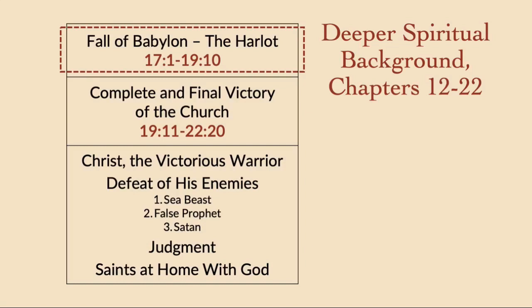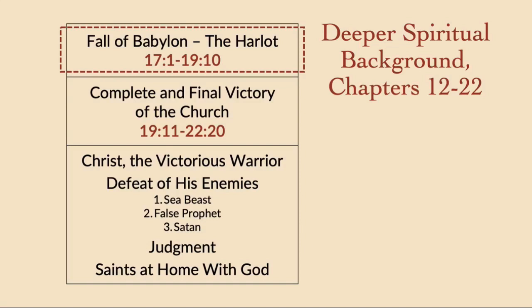The book of Revelation, as you've heard me say multiple times before, divides very nicely into two halves. Chapters 1 through 11 are the first half of the book. Chapters 12 through 22 are the second half. Both halves tell the exact same story. The only difference is that one tells it from the earthly perspective, and the second half tells it from the perspective of the deeper spiritual background.